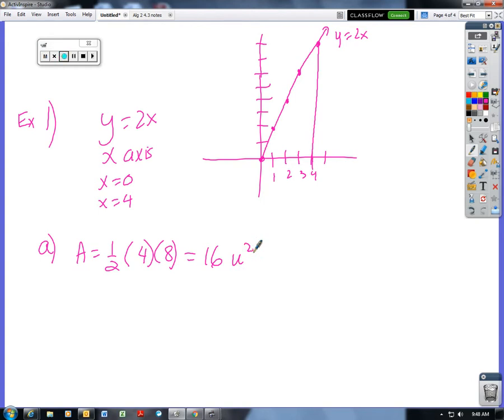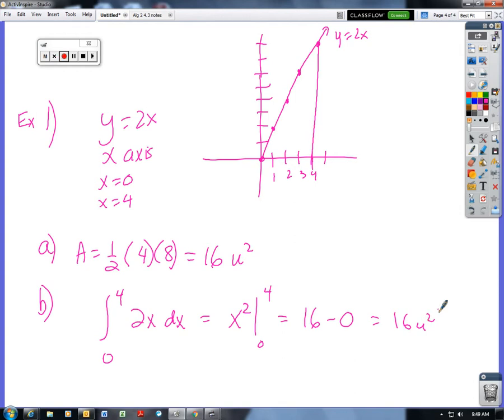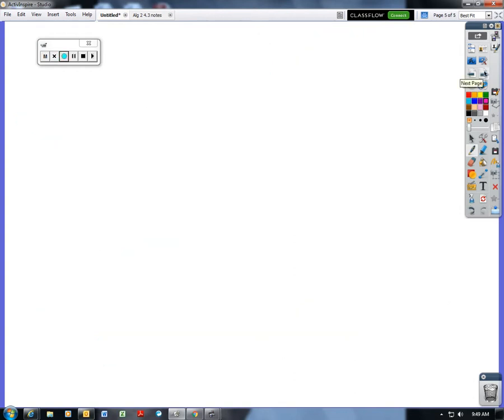Then the second technique is using integration. The function is positive on the entire interval from 0 to 4, and our function is 2x dx, so this is very nice to integrate. That's going to be x squared from 0 to 4. Plug 4 in, we get 16 minus 0, so 16 units squared. Nice and easy.